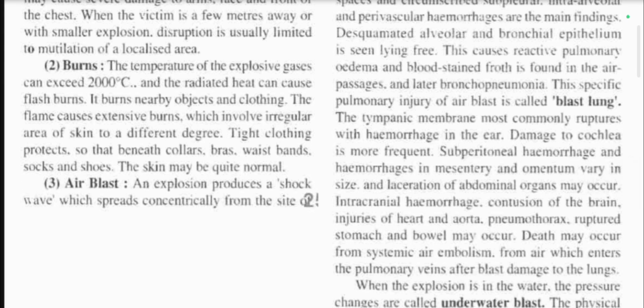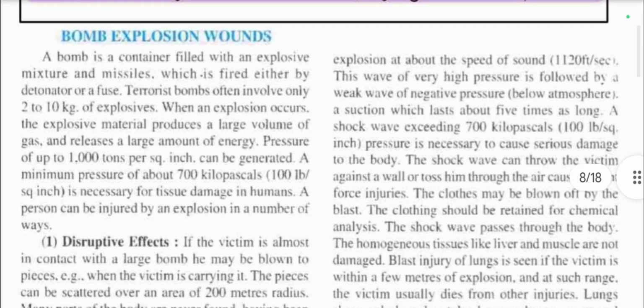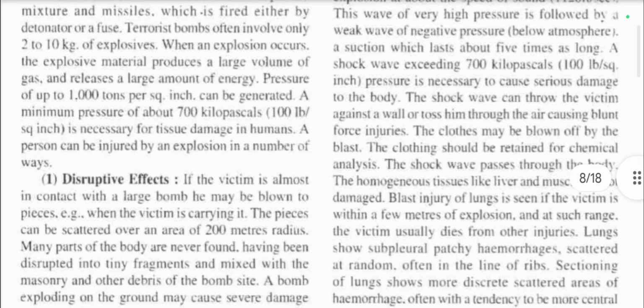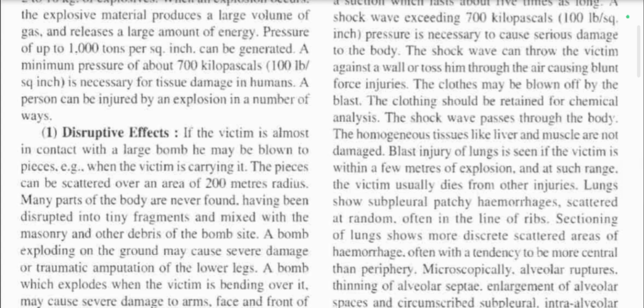Number 3, air blast. An explosion produces a shock wave which spreads concentrically from the site of explosion at about the speed of sound. This wave of very high pressure is followed by a weak wave of negative pressure, a suction which lasts about 5 times as long. A shock wave exceeding 700 kilopascals pressure is necessary to cause severe damage to the body. The shock wave can throw the victim against a wall or toss him through the air, causing blunt force injuries. The clothes may be blown off by the blasts. The clothing should be retained for chemical analysis.